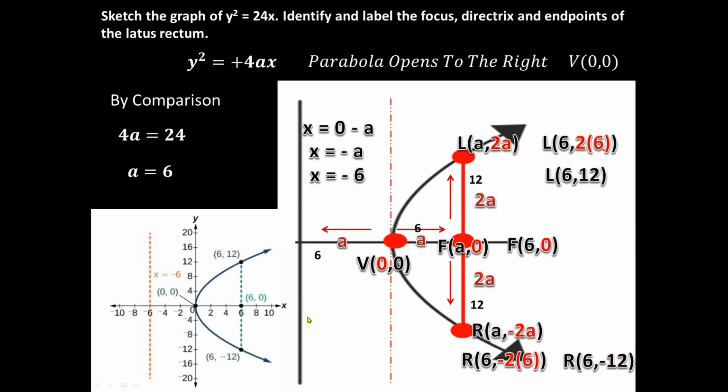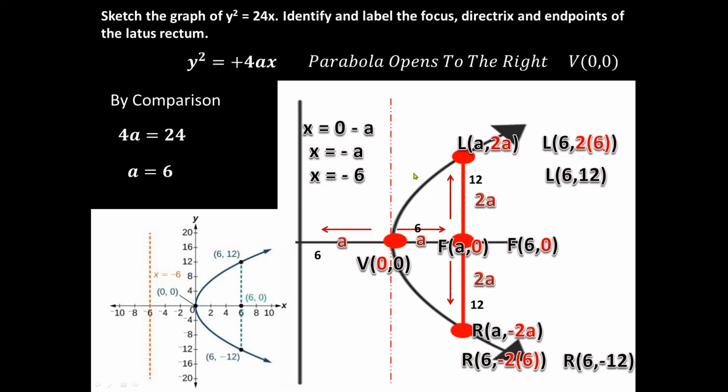Naintindihan ba ninyo mga anak? Ito yung directrix na may equation na x equals to negative 6. Naintindihan ba ninyo yung slide? Tingnan nyo maigi kung paano ako nag-arrive sa ganyang drawing. Naintindihan ba natin? Now you see the importance of what I did kanina. Ang bilis ng calculation, basta mabilis mo lang makabisado yung concept ng mga coordinates.